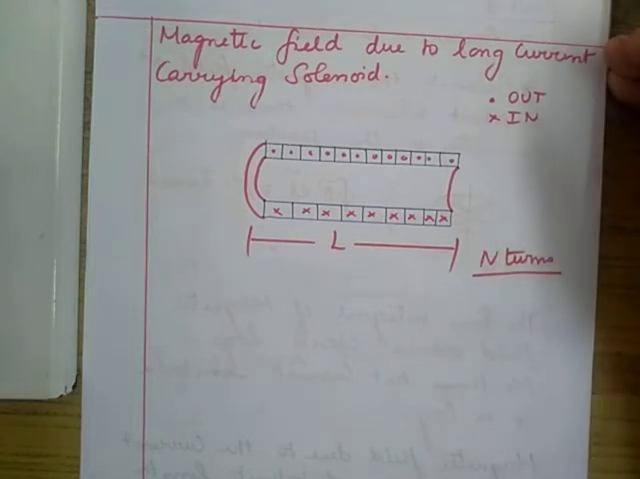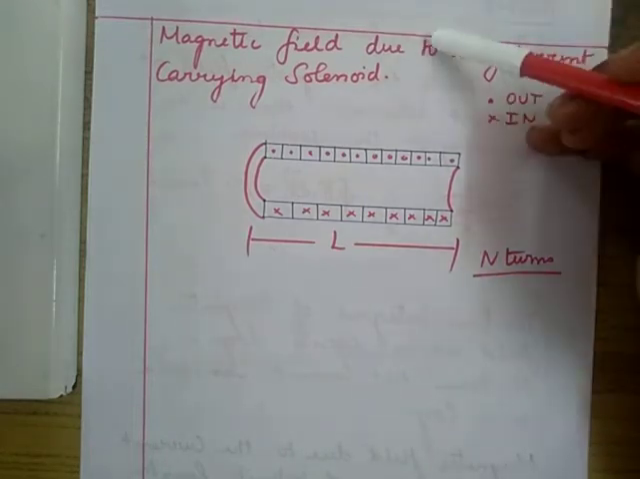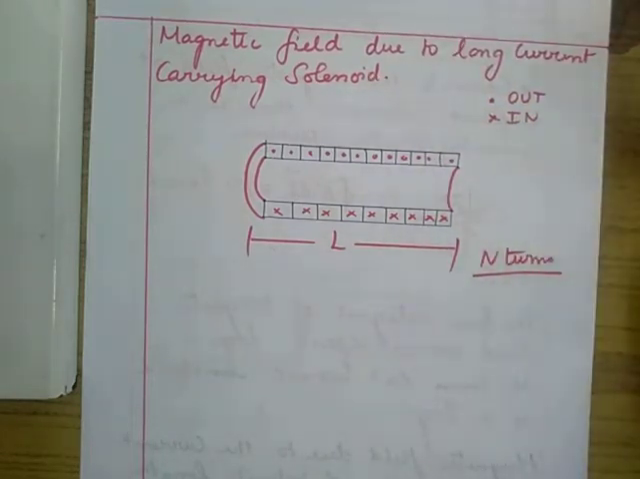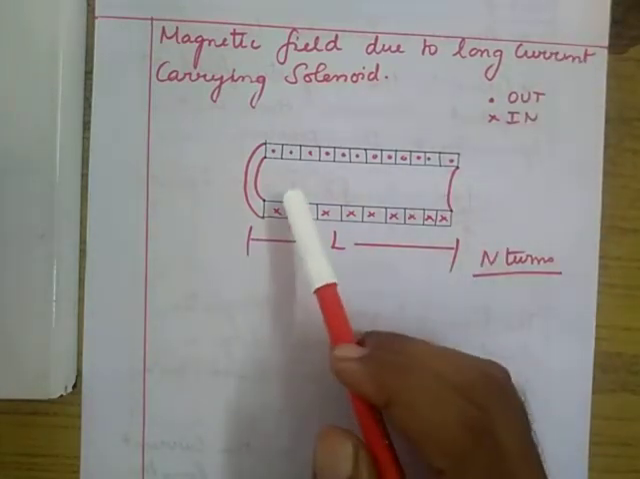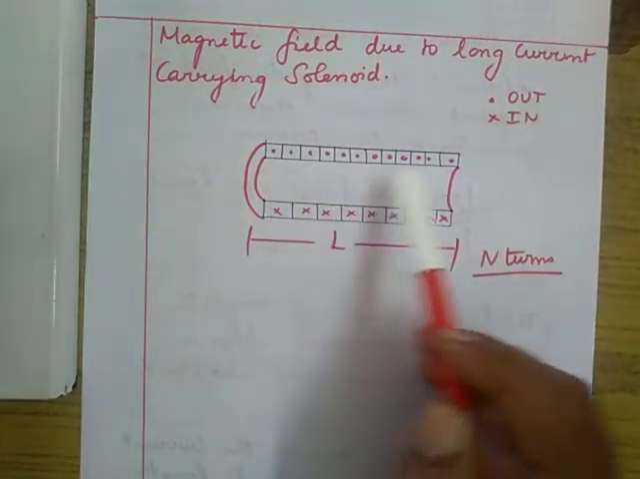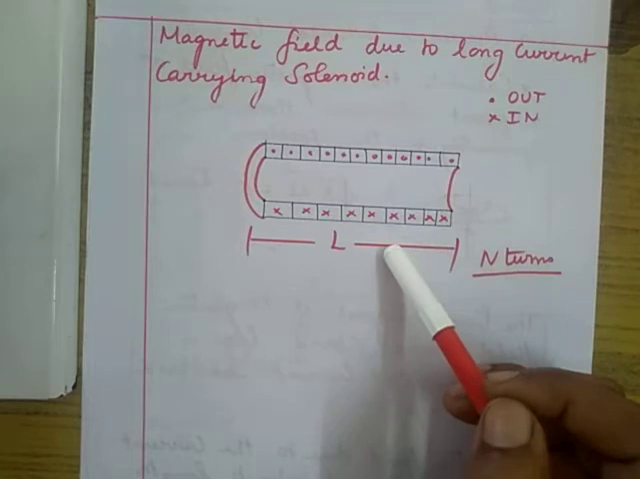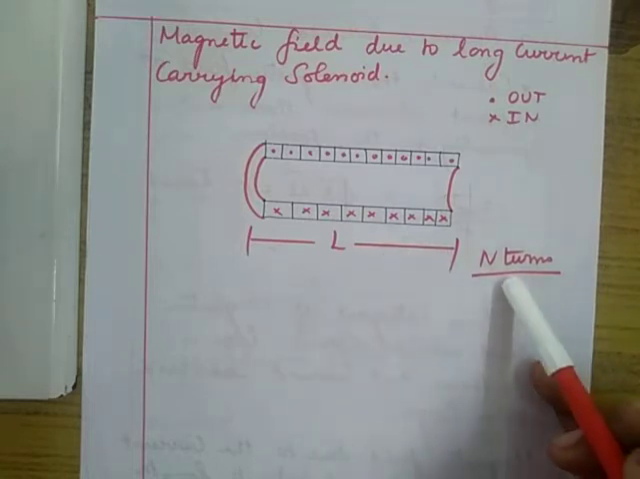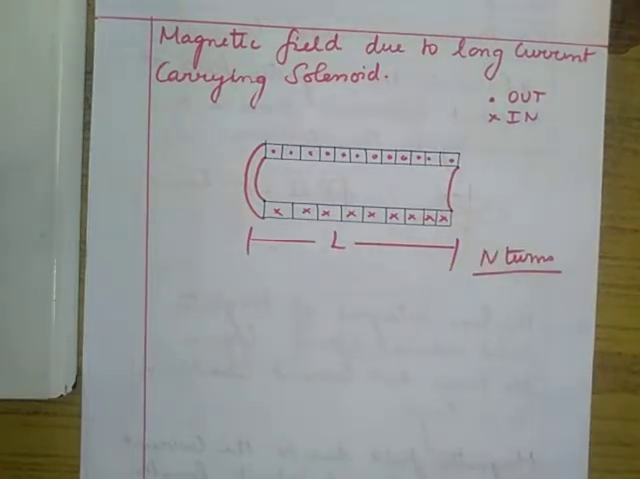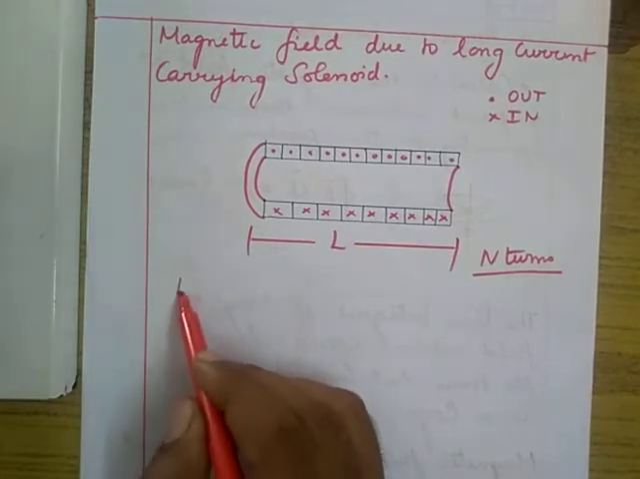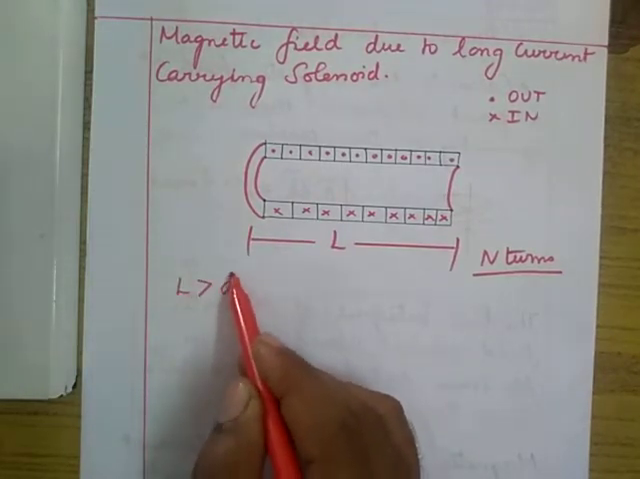Here we will find the magnetic field due to a long current carrying solenoid. I consider a long solenoid of length L and having number of turns N. Let us assume the length of the solenoid is greater than the diameter of the solenoid.